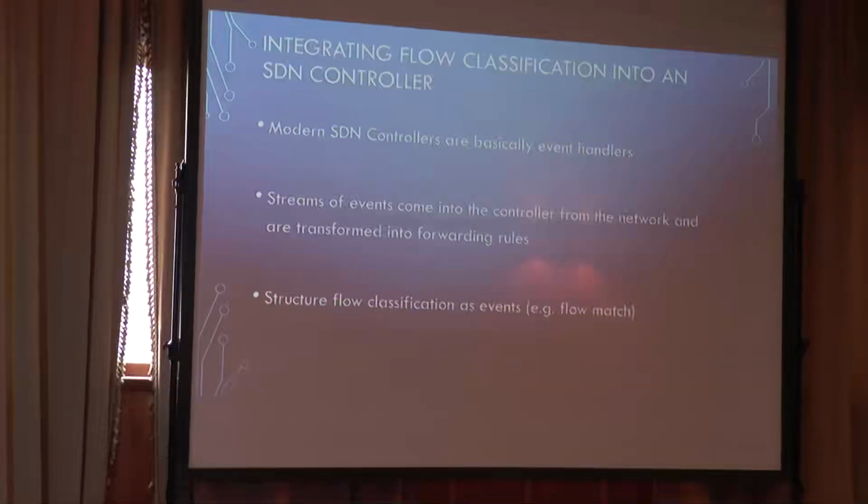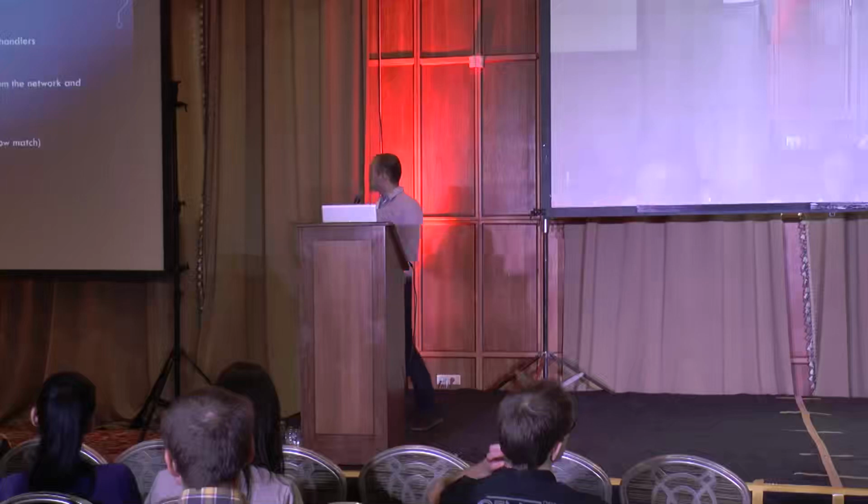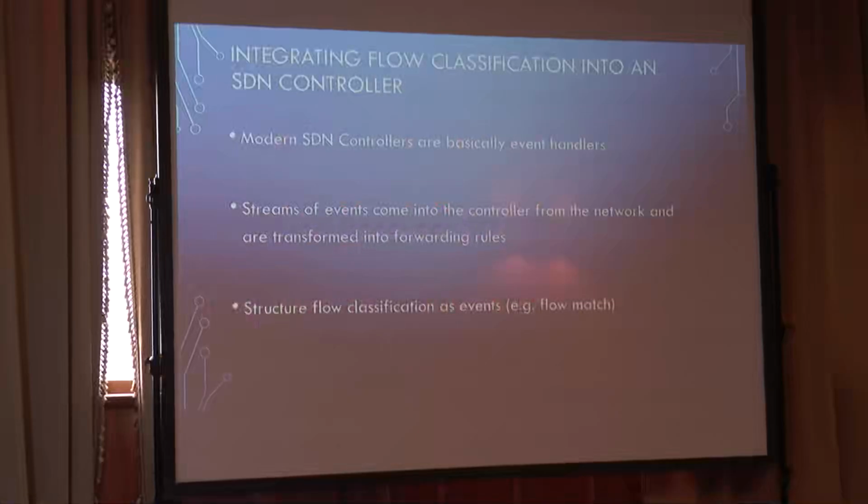How do we integrate this information into an SDN controller? Well, most modern SDN controllers are basically event handlers, meaning that they receive events from the network, for example, a new traffic flow being initiated on a switch, and take decisions on those events and install rules in the network forwarding elements. So you have stream events coming into the controller, and those streams are transformed into forwarding rules. So in our case, integrating the machine learning information is quite simple. We could basically structure flow classification as events.